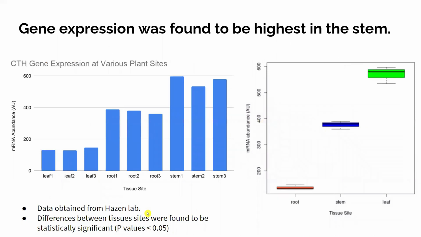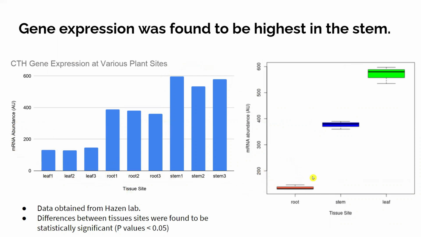Next, we took a look at the Hazen lab data from mRNA abundance from various tissue sites. We performed statistical analysis between the mRNA abundance at these different sites, and we found statistically significant differences between each of the groups, with the highest mRNA abundance being found in the stems. Over here on the right in the box plot, you're seeing the same information.